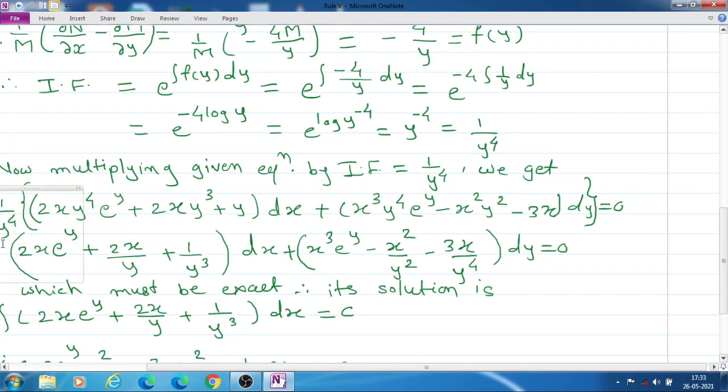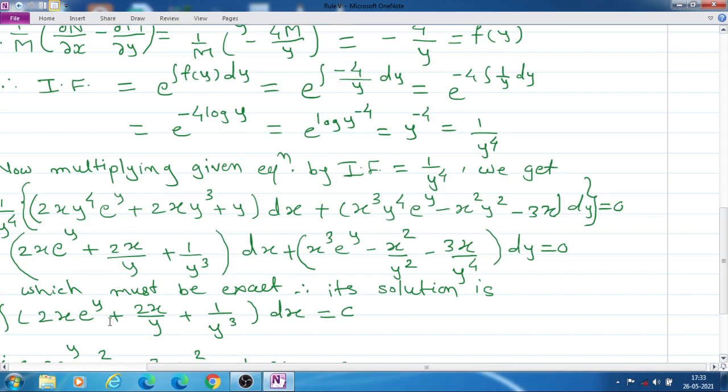So we have written here 1 upon y raised to 4 and the whole equation in the bracket. So dividing by y raised to 4 we get 2x e raised to y plus 2x upon y plus 1 upon y cube into dx. And here x cube e raised to y minus x square upon y square minus 3x upon y raised to 4 into dy is equal to 0. Now this is our equation. This must be an exact differential equation since we have multiplied it by the integrating factor.